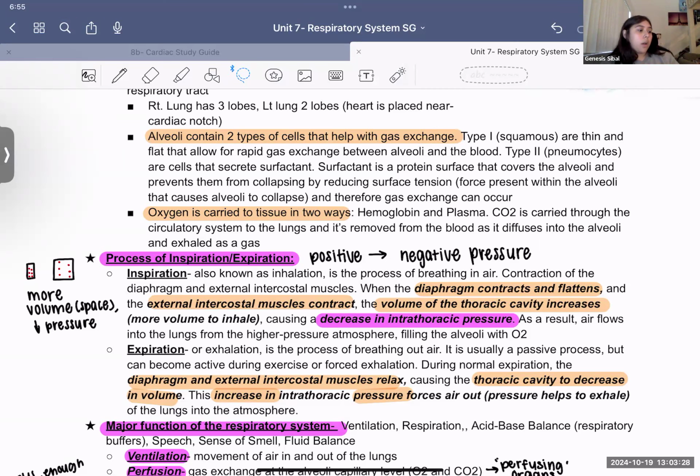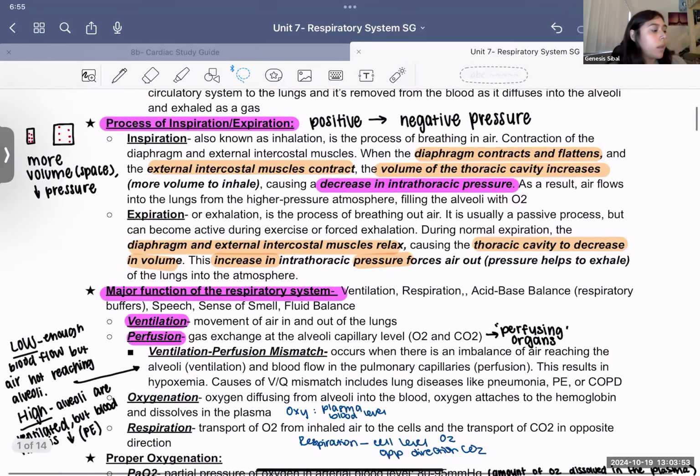In terms of oxygenation, we should remember that we're talking about ventilation and perfusion. I'll talk about that in a second. But one thing is that we want to make sure that the tissues are being oxygenated, and that's done through hemoglobin and plasma. So the CO2 is carried through the circulatory system to the lungs and it's removed from the blood as it diffuses into the alveoli and then is exhaled as a gas.